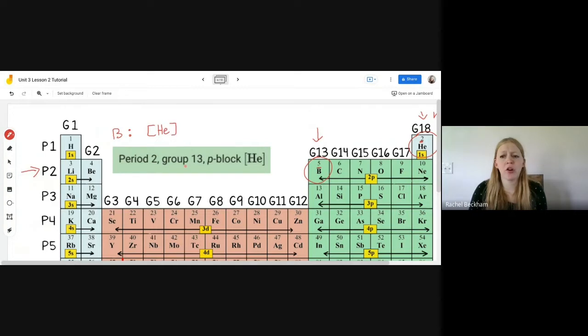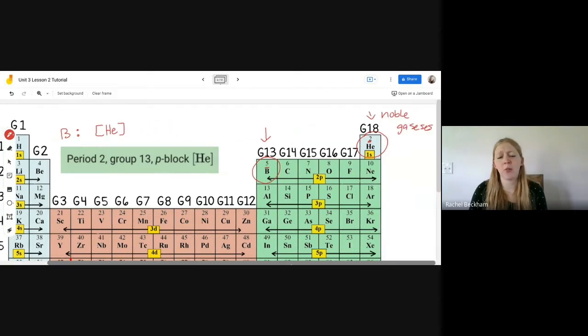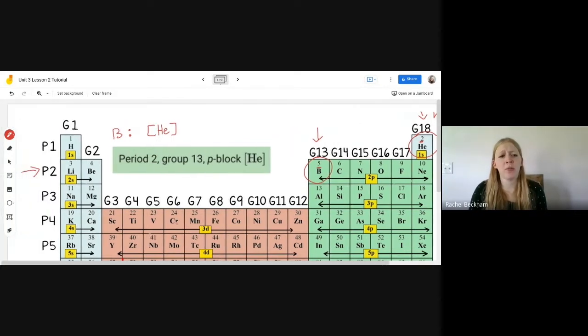And now we're going to start where He left off, and we're going to write the configuration. So it means that we've already done these two. So now what row are we on? What period? We're on period 2. This is section S. And then how many elements are in section S? Just section S. 2 of them, right?